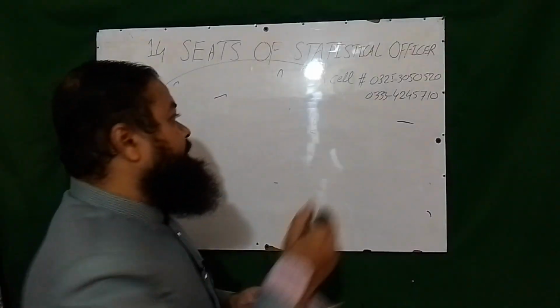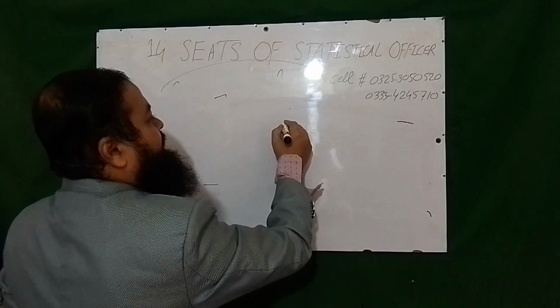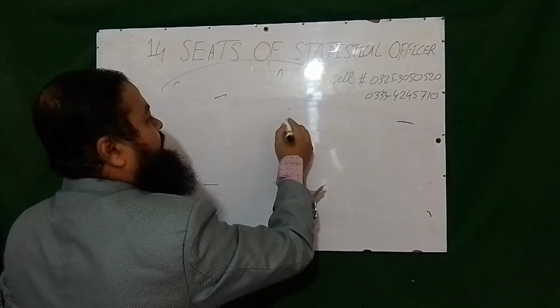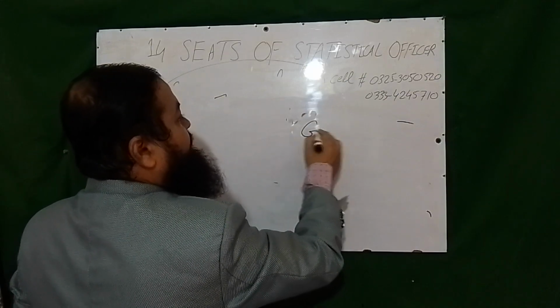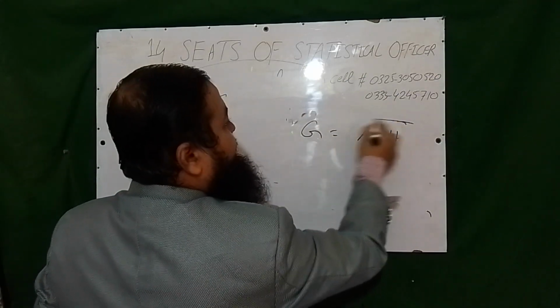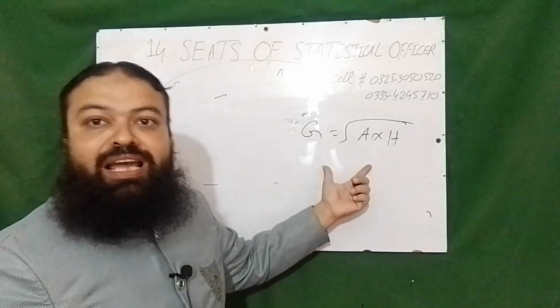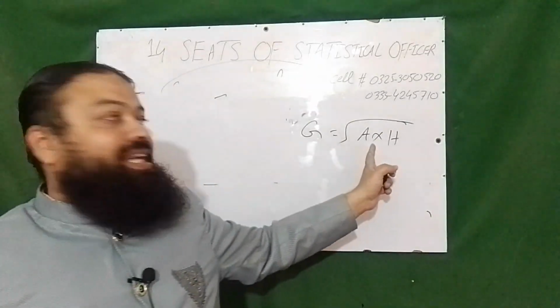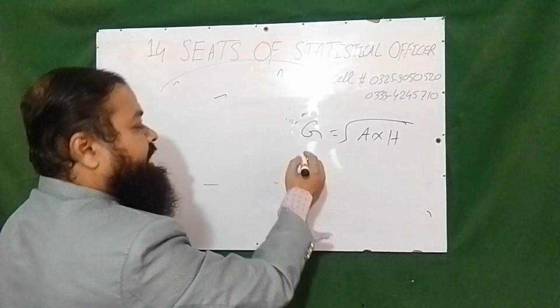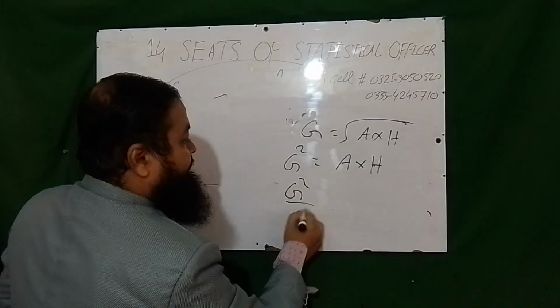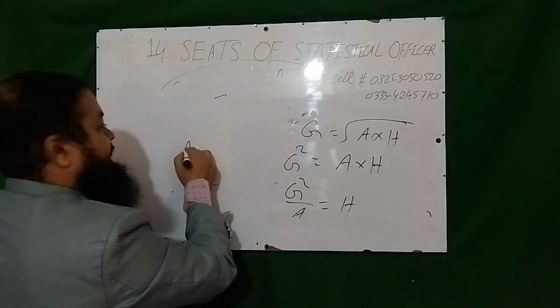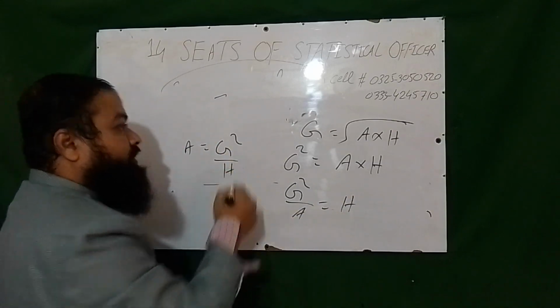Then as you know, arithmetic mean, geometric mean and harmonic mean are related: g will be equal to a multiplied by h under the root. This is the formula you will have to learn. Geometric mean is equal to a multiplied by h under the root, and g square will be equal to a multiplied by h, g square over a will be equal to h, and a will be equal to g square over h. All these are very important. They can give you the questions.